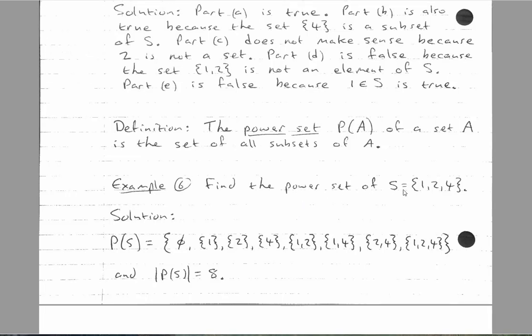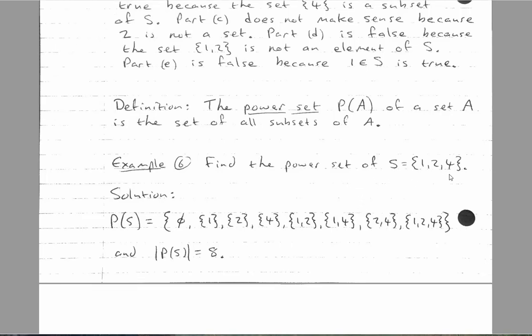Example 6, find the power set of this set S. All right, so we know S is a subset of itself. We know the empty set is a subset of any set. And then we have the smaller sets in between. If you make a set just containing 1, that's a subset. Just containing 2 or 4, those are called singleton sets, just containing 1 element. And there are 3 more.